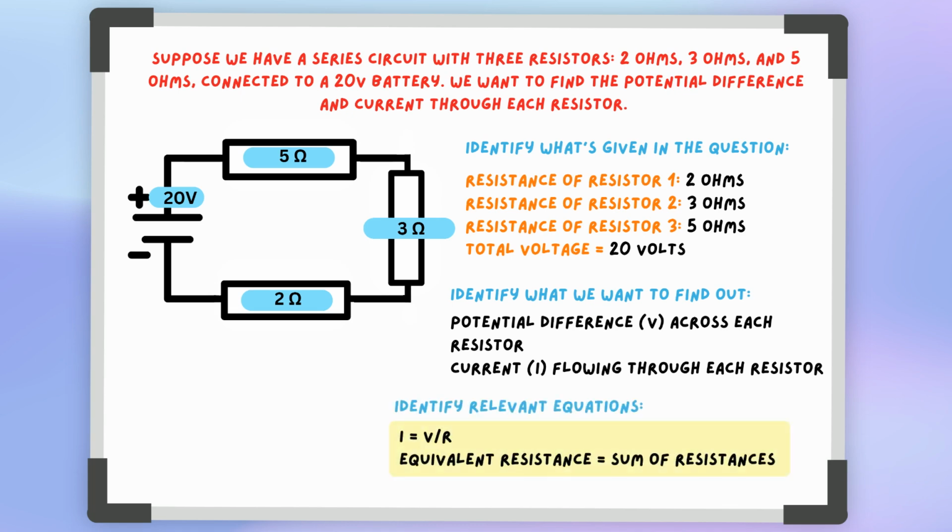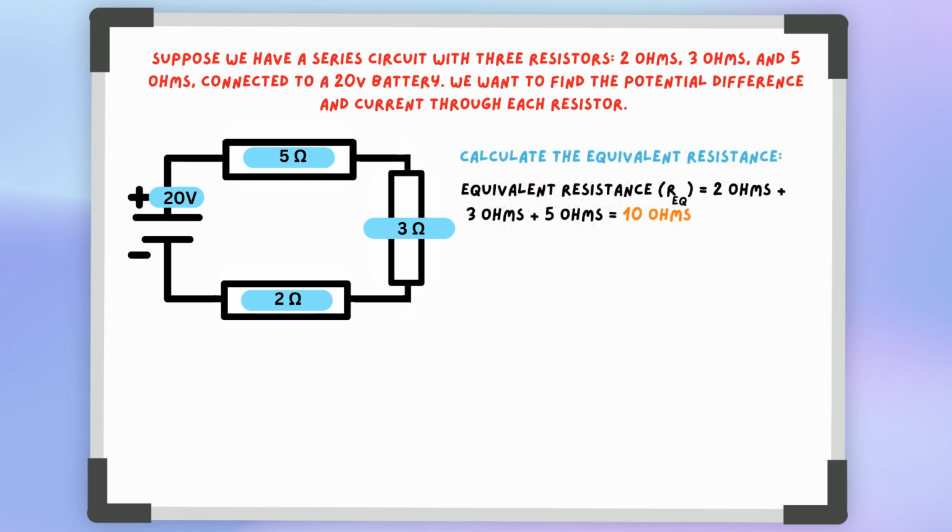Now, identify the relevant equations. These are current equals voltage divided by resistance, and equivalent resistance equals the sum of resistances. We then calculate the equivalent resistance. Equivalent resistance, 2 ohms plus 3 ohms plus 5 ohms equal to 10 ohms.